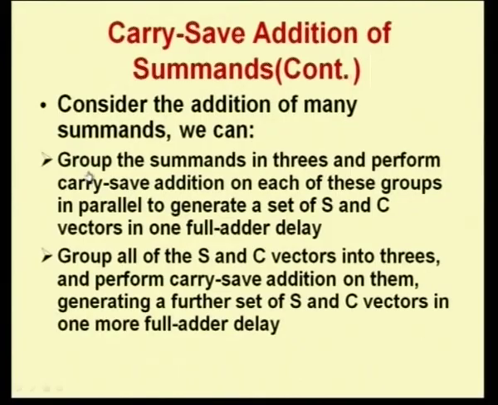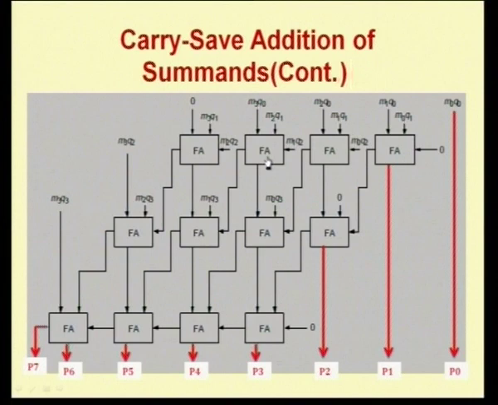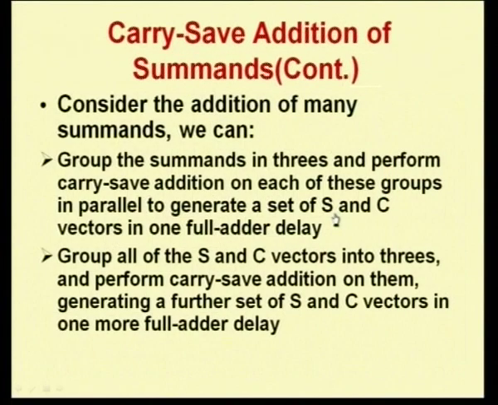Let me summarize this carry save addition technique that we have. So what are we doing here? What we do is we group what are called the summands in 3s and perform the carry save addition on each of these groups in parallel to generate a set of S and C vectors in one full adder delay. Why do I say one full adder delay? Because that is all it will take, one full adder, right. This one full adder delay is all that it requires to add this entire thing and produce the sum and carry, okay. So in one full adder delay I will get a set of S and C.